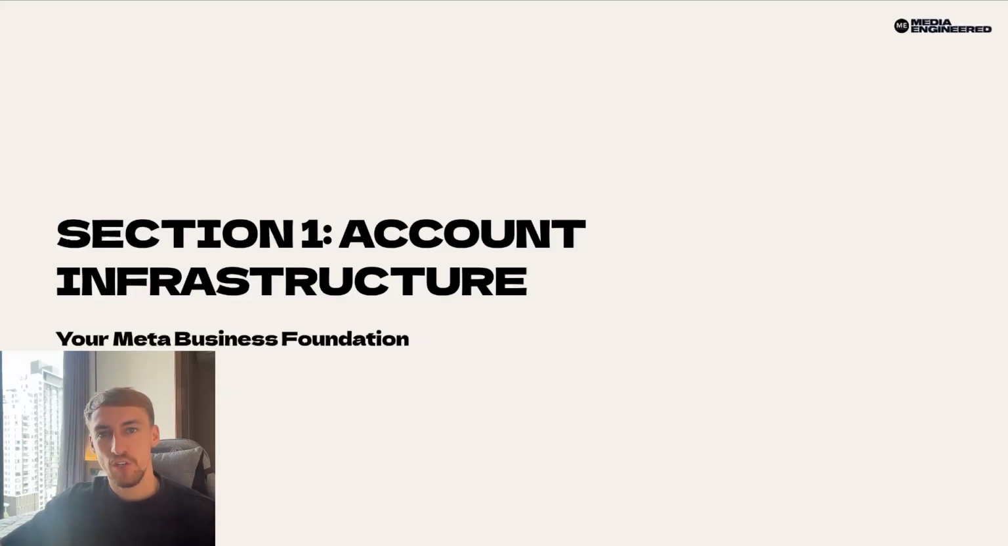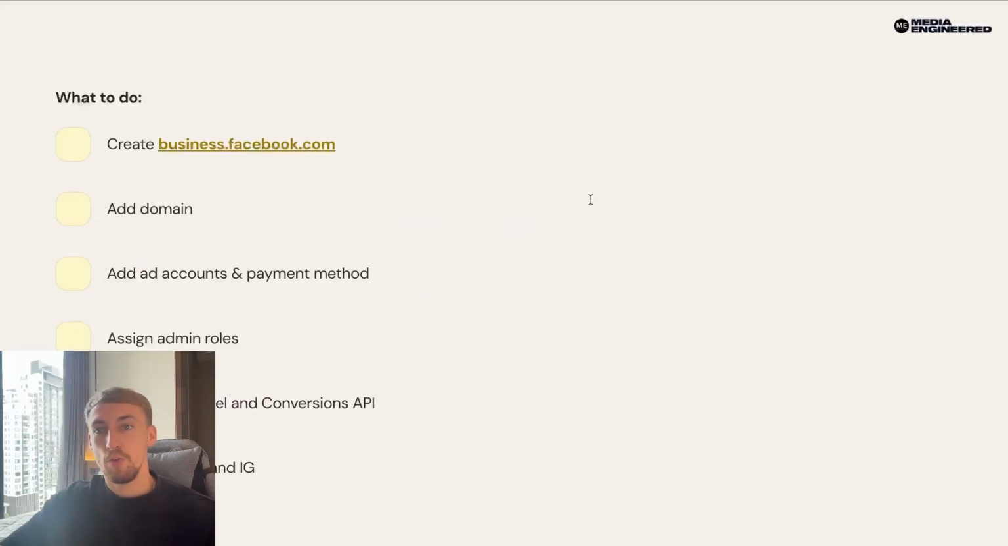The first section is account infrastructure. This is your meta business foundation. This is really important because your business manager setup controls everything: data, tracking, roles, safety. If you don't set this up right, then you could have limited spend, account bans, poor tracking, and overall you're creating poor foundations, which means it's going to be very difficult to scale. Now, I'm going to walk you through exactly what to do in step-by-step order.